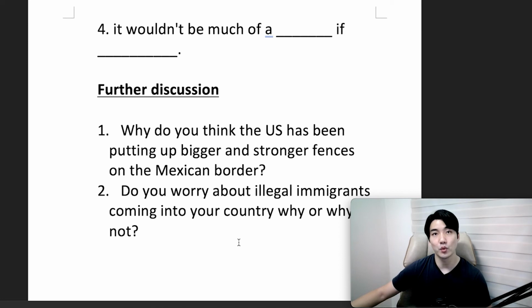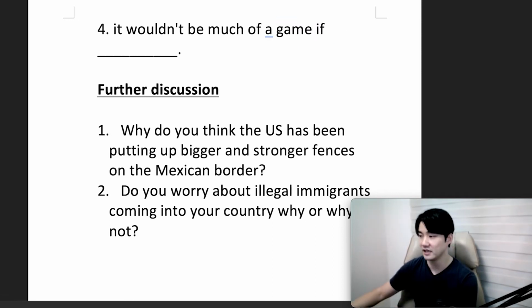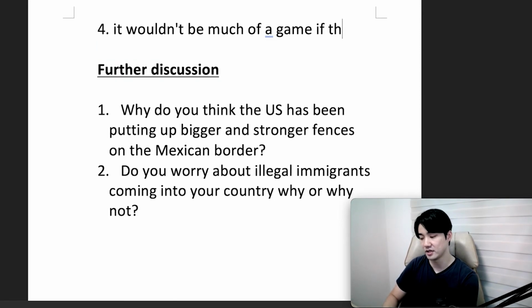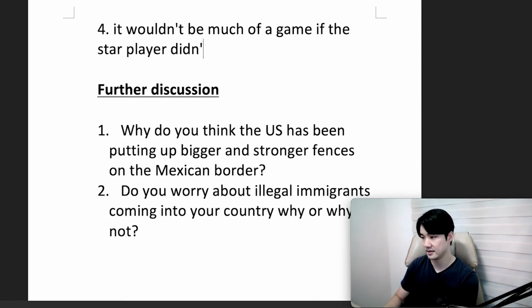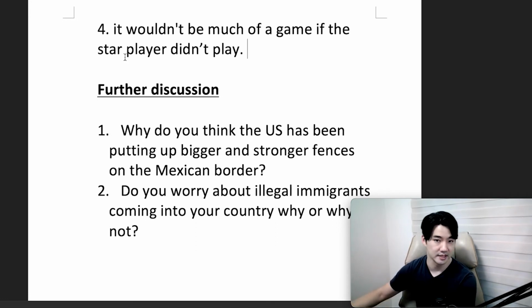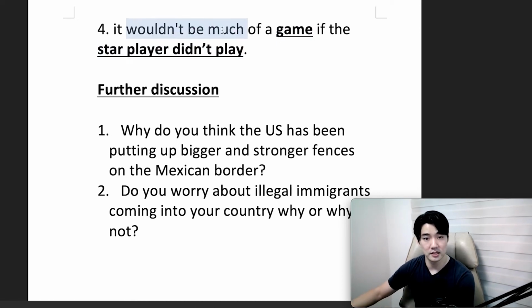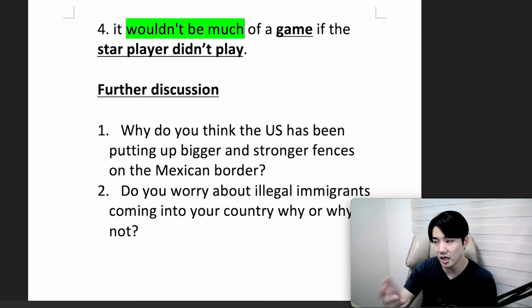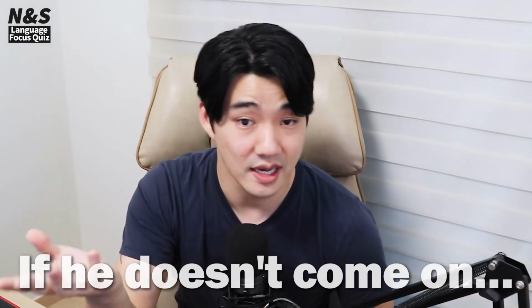Number 4: It wouldn't be much of a game if, I don't know, the star player didn't play, as an example. So it wouldn't be much of a game if the star player didn't play. 스타 선수가 안 나오면 이 경기가 별로인가 봐요. If he doesn't come on, 이 게임 진짜 별로인가 봐요. 그냥 다른 거 볼 거예요.